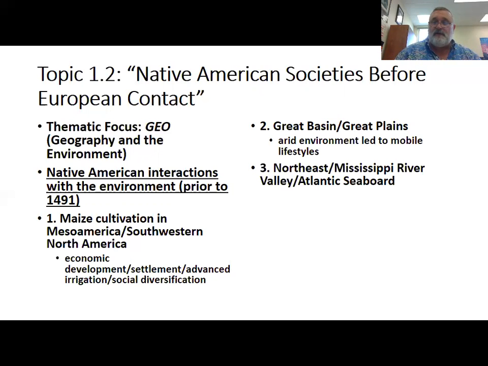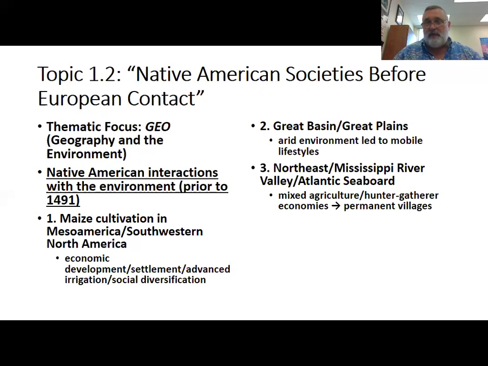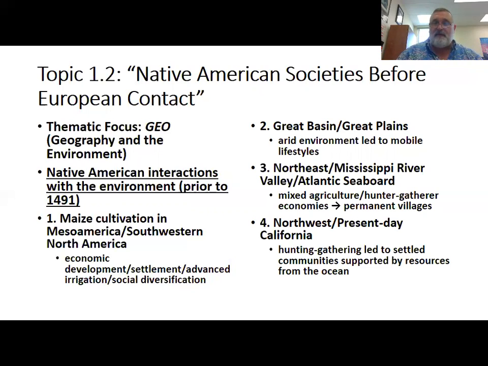In the northeastern and Mississippi River Valley and Atlantic seaboard areas, you have Native Americans that developed mixed agricultural economies. They grew crops as well as hunted and gathered. They did have permanent villages, some of them more permanent than others, some of them larger than others. In the northwestern part of the United States, in Washington State and Oregon and present-day California, you had hunting and gathering societies, and some of them even turned to the sea for hunting and gathering.